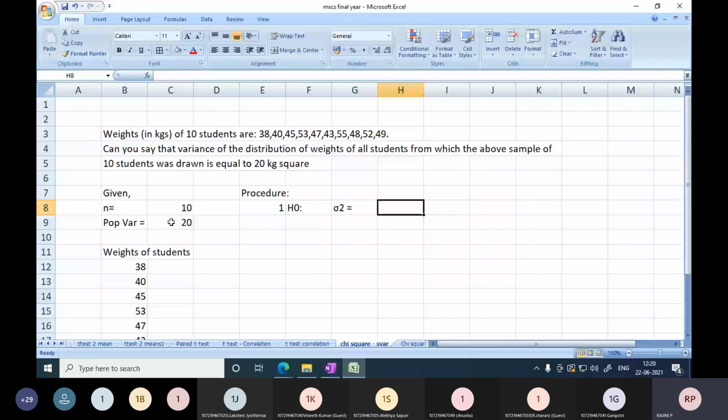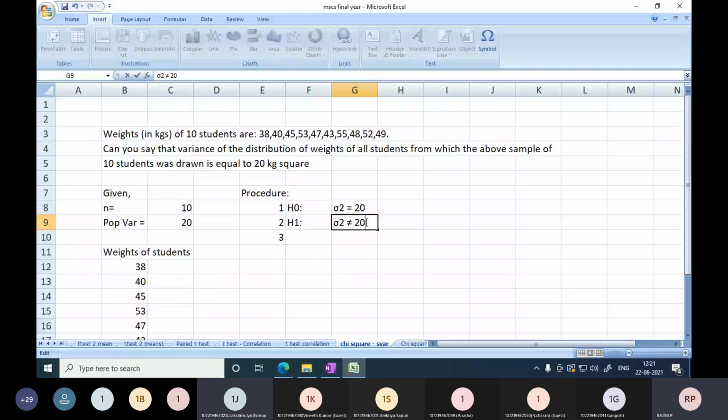And what is step 2? Alternative hypothesis. So what is it? The same thing will be taken, but what is the alternative hypothesis here? They did not mention. Then what will we take? Not equal to 20. Okay, let me take the symbol. Not equal to. What is step 3? Level of significance, alpha. They did not mention anything, so it is 5%, which is equal to 0.05.